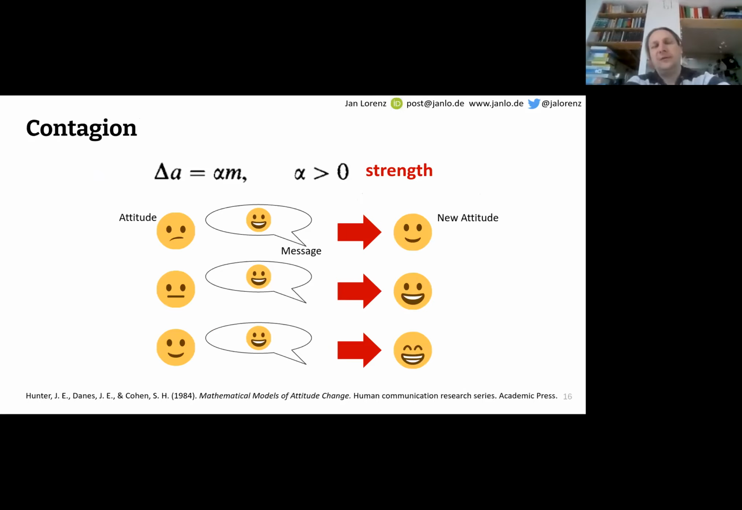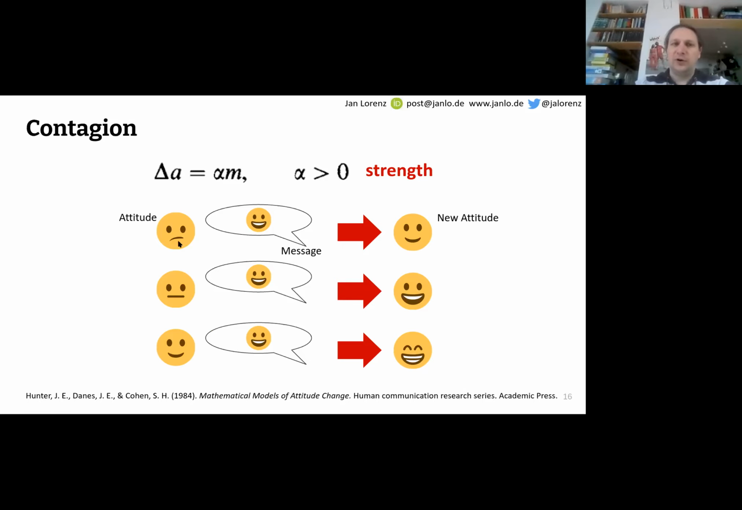And now I present a few of the dynamics. In the paper, there are some more, boiling down to one long equation with several factors in them, and I just present some. So the simplest one is what we label then as contagion. Still, of course, in this continuous setting, and the idea is super simple, that the message, which will be the attitude of someone else in the following, is just a signal which you add to your attitude.